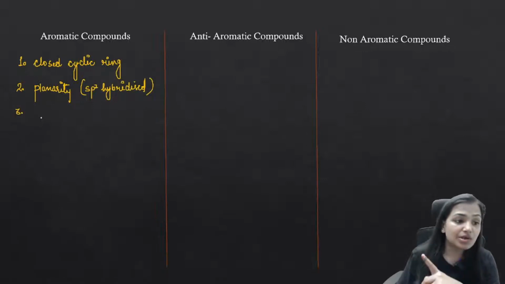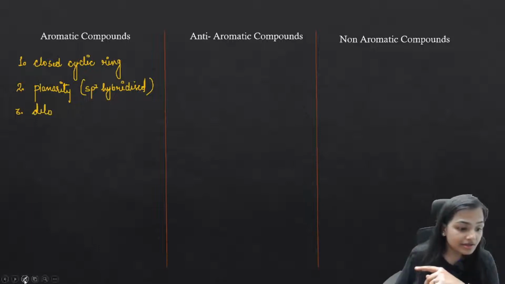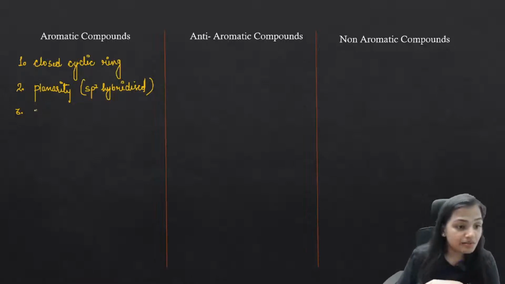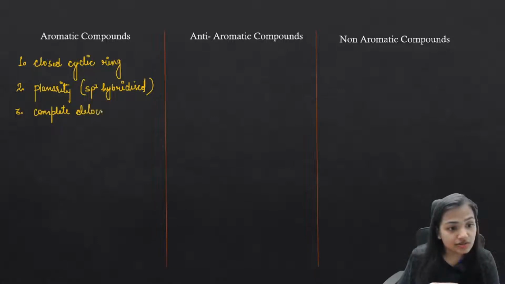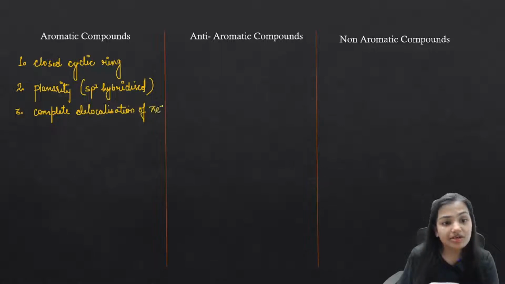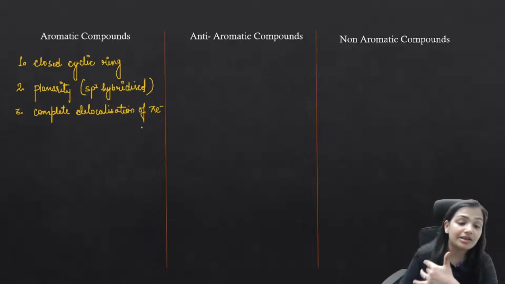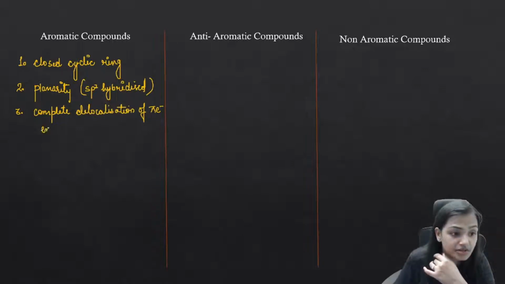Now the third point that we have to see is the delocalization. There must be complete delocalization of pi electrons. Complete delocalization of pi electrons can be seen in a conjugated system.